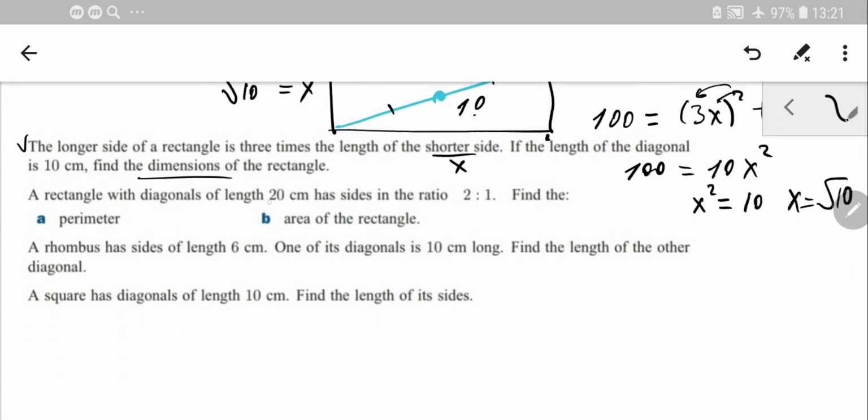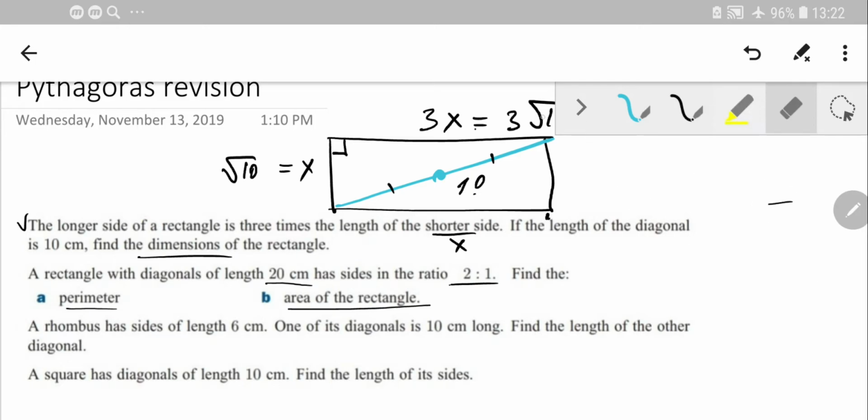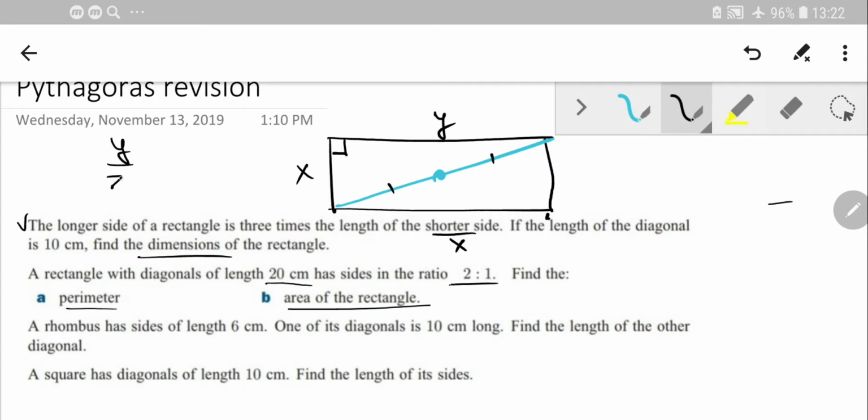A rectangle with diagonals of length 20 has sides in the ratio 2 to 1. Find the perimeter and the area. Okay, let's get to it. So I erased the previous one. And basically we need almost the same rectangle, except we have the following: sides in ratio 2 to 1. If you mark this side x, this side y, we'll get y to x equals 2 to 1.